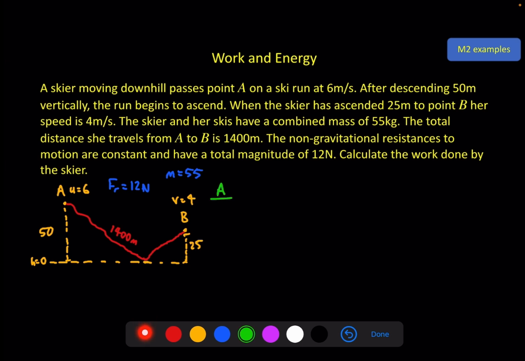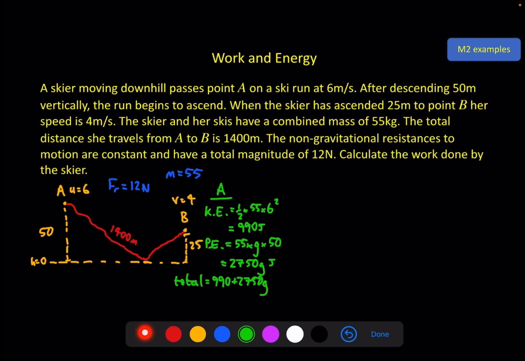At point A, we know she's got kinetic energy, a half times mass times speed squared, which is 990 joules. Compared with our chosen 0 level, she's got potential energy of mass times gravity times the height, 2750 g joules of potential energy. So the total is 990 plus 2750 g.